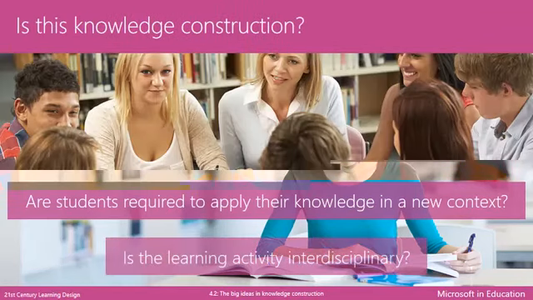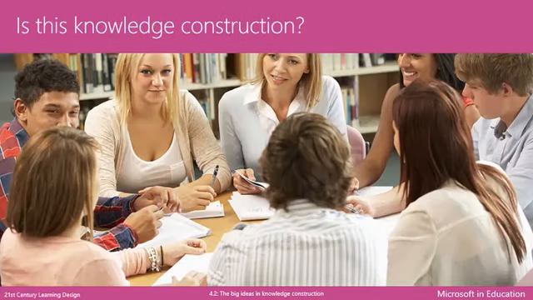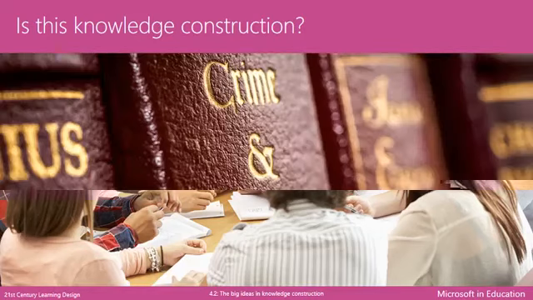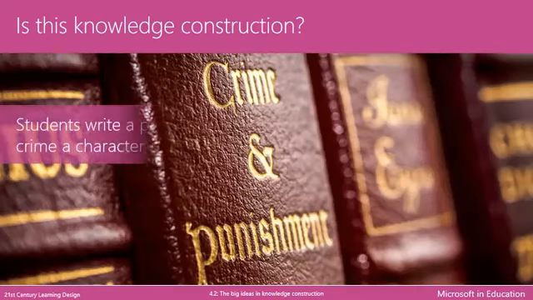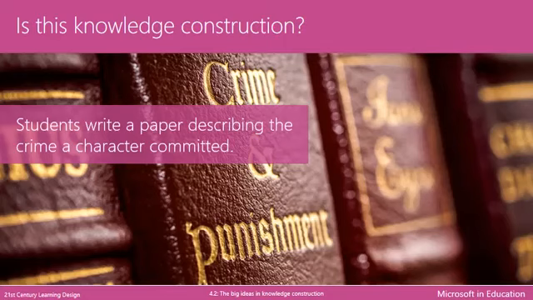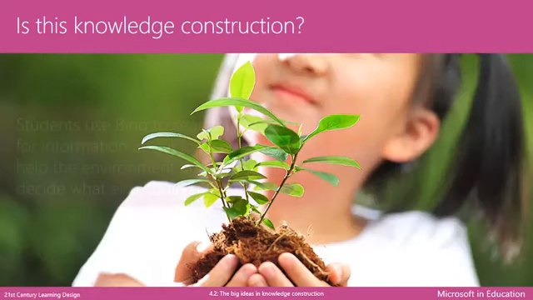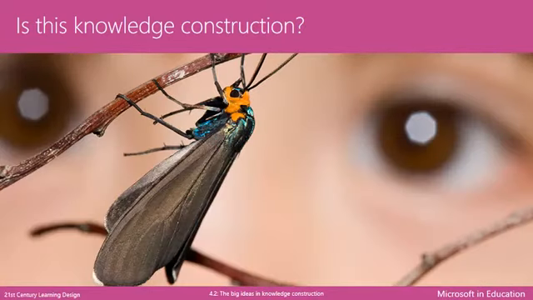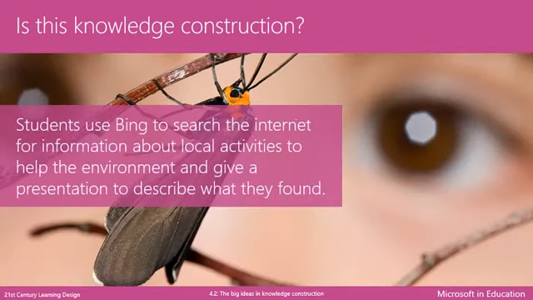Think about these situations and consider if knowledge construction is taking place. Students use details in a story to infer the reasons why a character committed a crime. Is there knowledge construction when students write a paper describing the crime a character committed? Is there knowledge construction when students use Bing to search the internet for information about local activities to help the environment and analyse it to decide what else could be done? Is there knowledge construction when students use Bing to search the internet for information about local activities to help the environment and give a presentation to describe what they found?